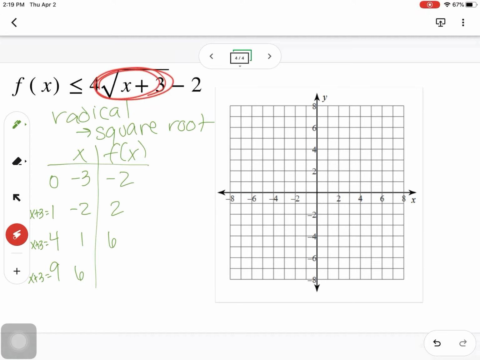Square root of 9 is 3. 4 times 3 is 12. Minus 2 gives me 10. So at -3, I'm at -2. At -2, I'm at +2. At 1, I'm up here at 6. And at 6, it's a little off the graph, but again, I can get close to that. I'm up here at 10.